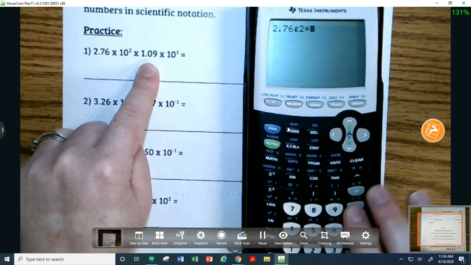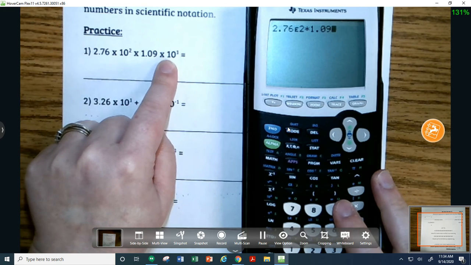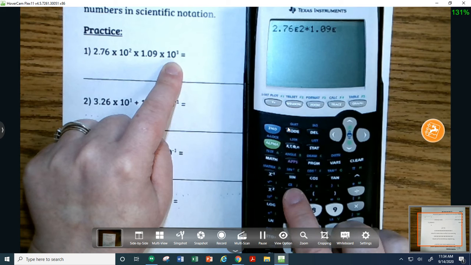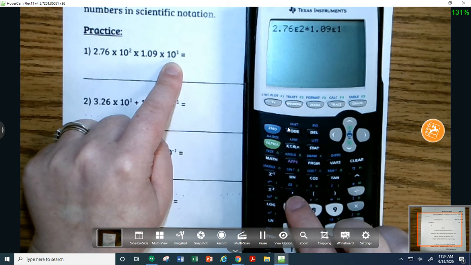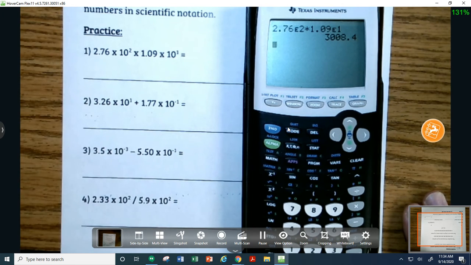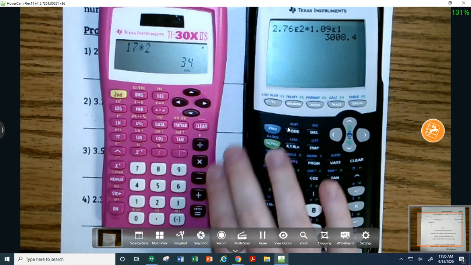What you would then do is type times 1.09 to get that times 10. I'm going to do second EE. There's an E that shows up on my screen. 1. And again, that E function was with the comma, so I'm pressing second, comma. And you get an answer of 3008.4.